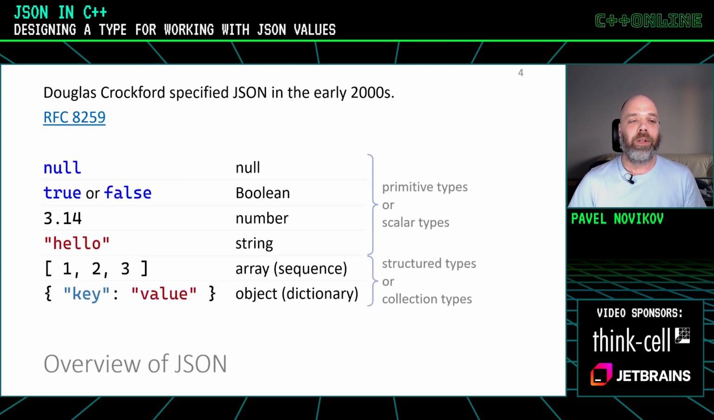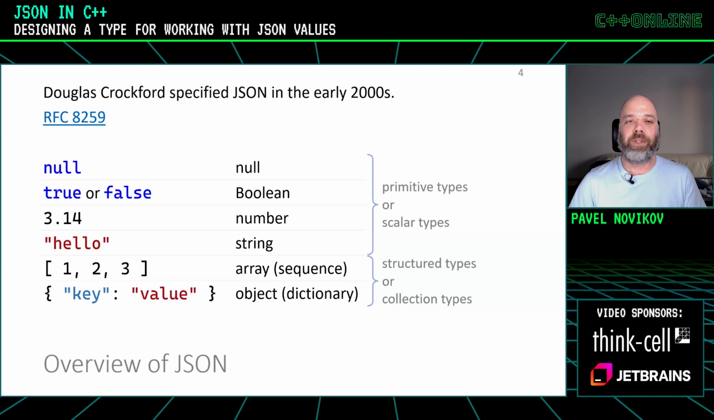So a little bit about JSON. Why JSON? It was specified by Douglas Crockford in the early 2000s. The actual RFC is 8259. And you can see examples of JSON values on the left and meaning on the right. For example, null is like absence of value. True or false are Boolean. We treat them as Boolean values. You have numbers, you have strings.